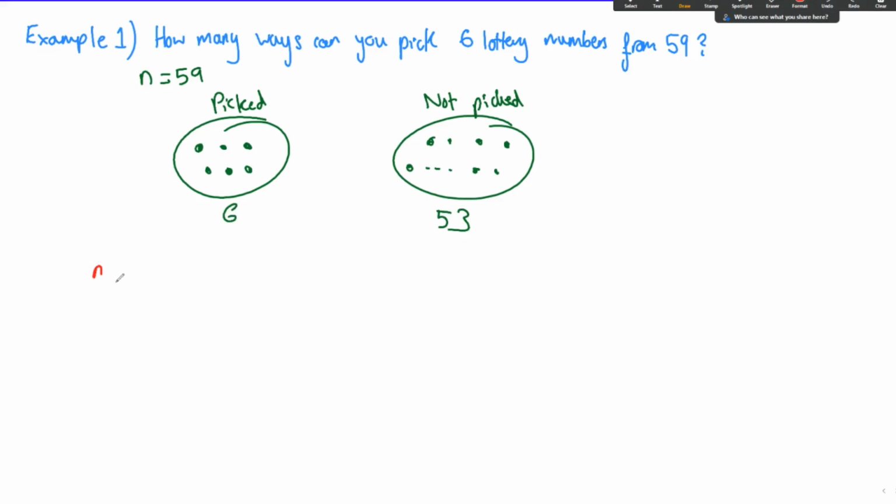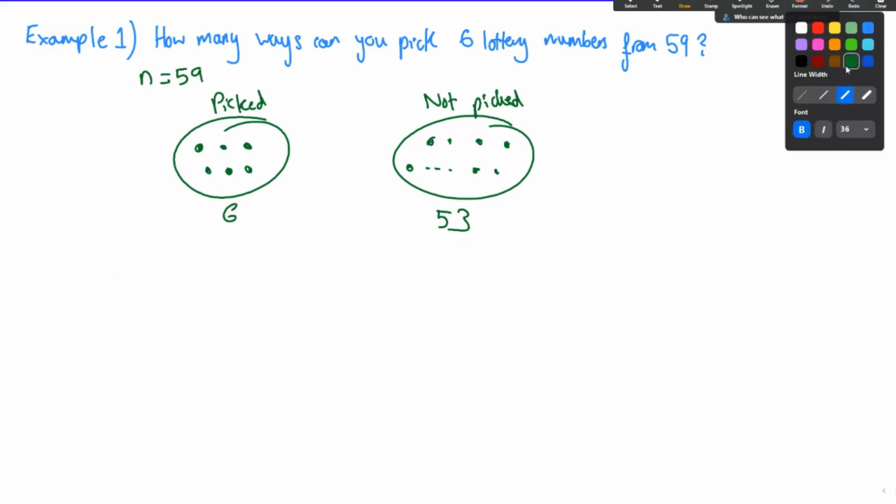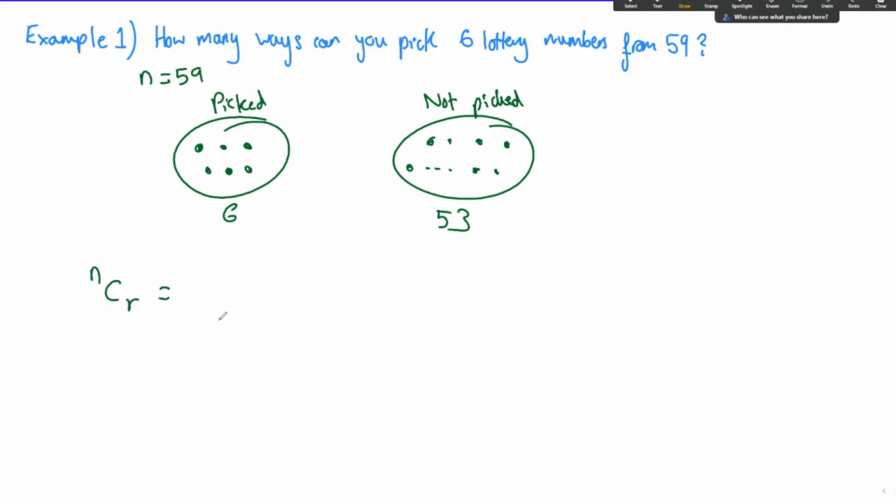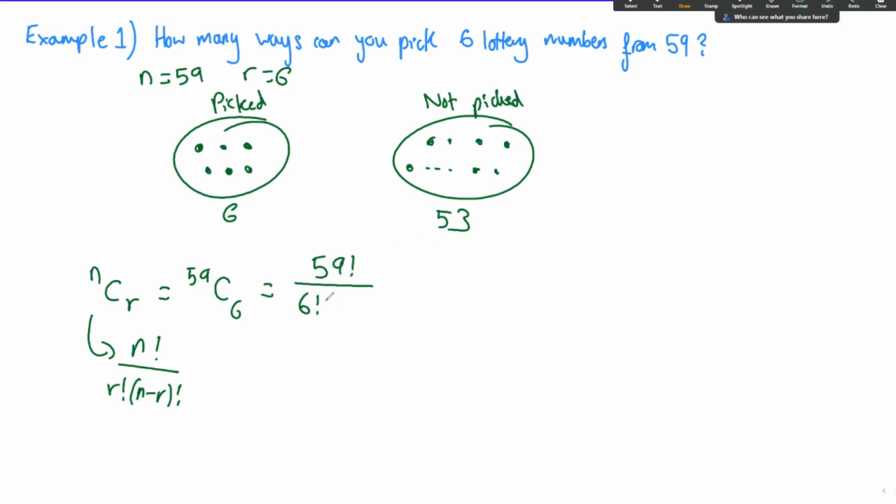So we can write nCr. Actually, I'll still do this in green. nCr equals, well, we have an n of 59, and our r, number of objects of the first type, will be 6 then. So we'll have 59C6, and we can put that into the expression for the binomial coefficient, which will be 59 factorial over 6 factorial, and then our n minus r is just this 53 factorial. And then we'll actually get this absurdly high number.